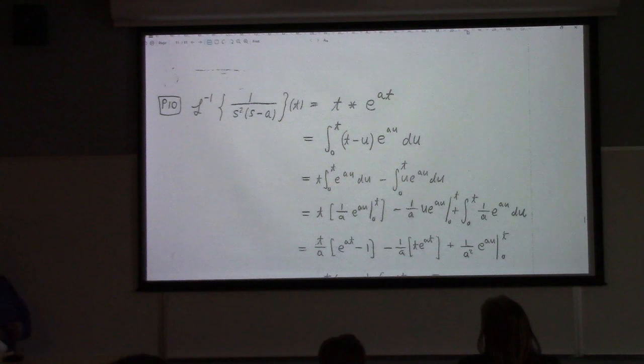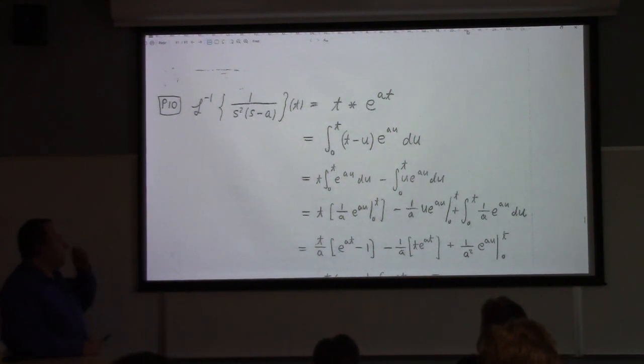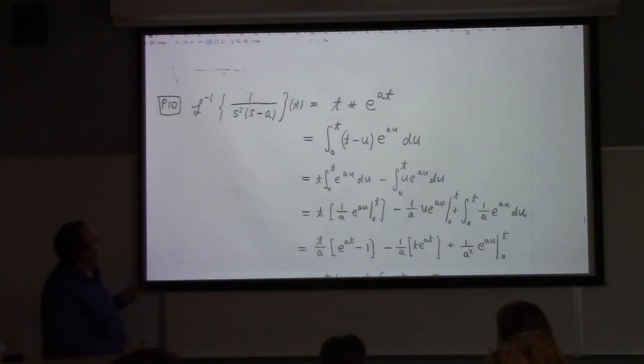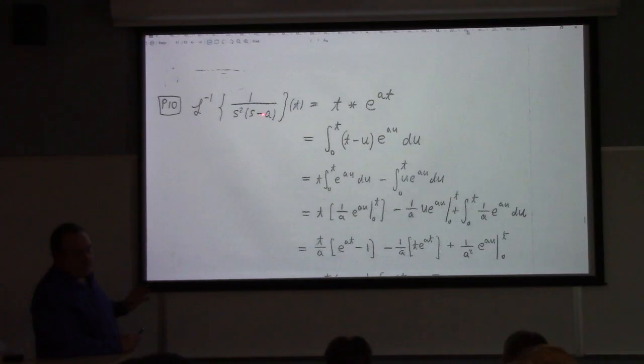So here's another problem. I don't know if I gave this one to you guys or not, but it's worth talking about momentarily. One way we could do this is to use the convolution to calculate the inverse Laplace transform of 1 over s squared times (s minus a). The other way, which probably would be easier, is just to find the partial fractions decomposition of 1 over s squared times 1 over s minus a, right?